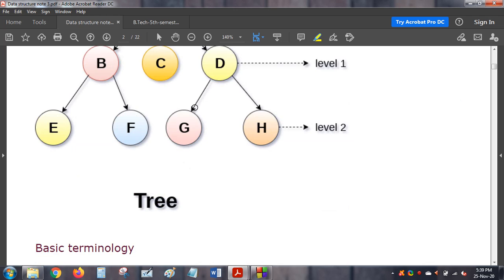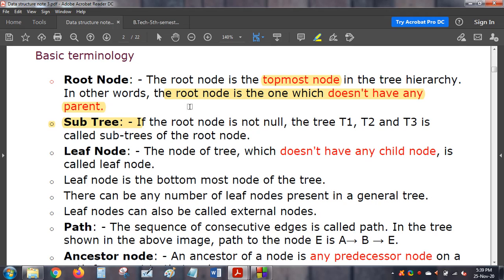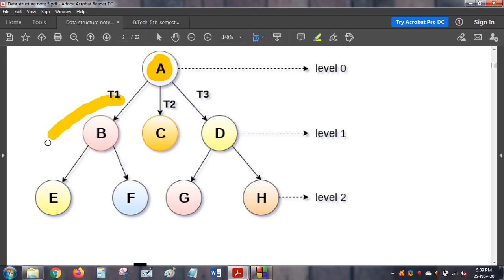What is a subtree? If the root node is not null, then the trees T1, T2, T3 are called subtrees. Why are these called subtrees? Because they are not null; they have some data present in them. So these are subtrees.